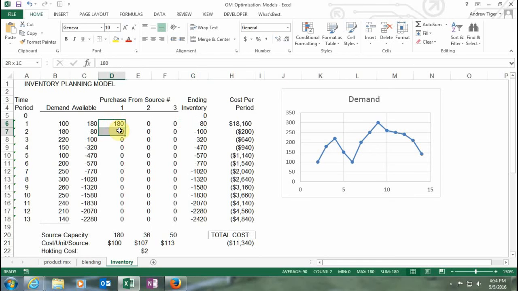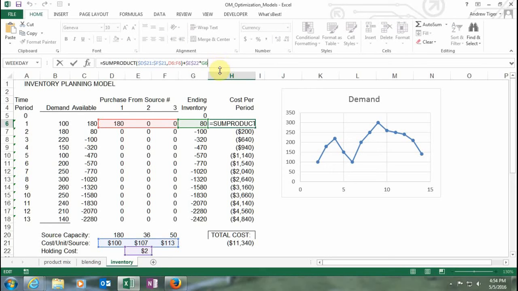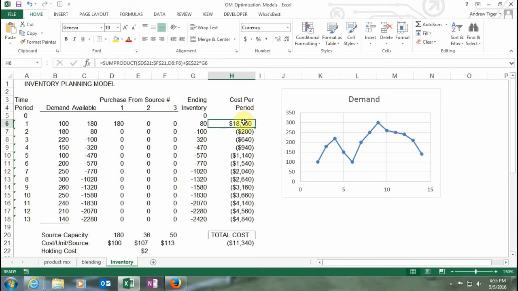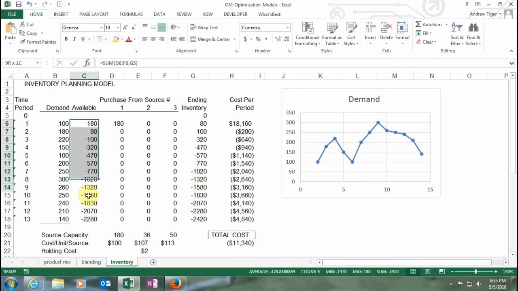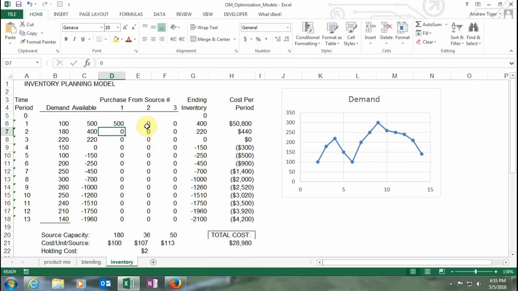And now I'm going to make this same decision for each month. What did this cost me? This cost me the purchasing cost of 180 times 100 plus $2 times 80. So the trick is, what is the plan of purchasing over these 13 time periods to minimize my cost? I have to make sure that all of these are greater than or equal to these so that I've met demand. And I cannot exceed capacity. I can't buy 500 in the first month because that would exceed my 180.